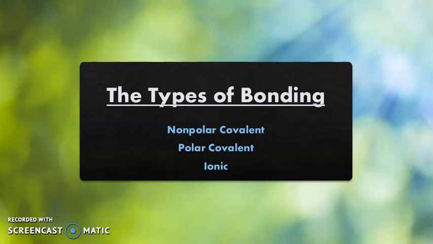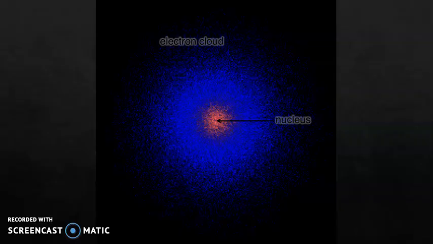So now that you know a little bit more about the forces that are at work on the inside of an atom, it's really time to start talking about the different types of bonding. Before we do that, just a little piece of background. I want to make sure that you understand what this picture actually looks like.